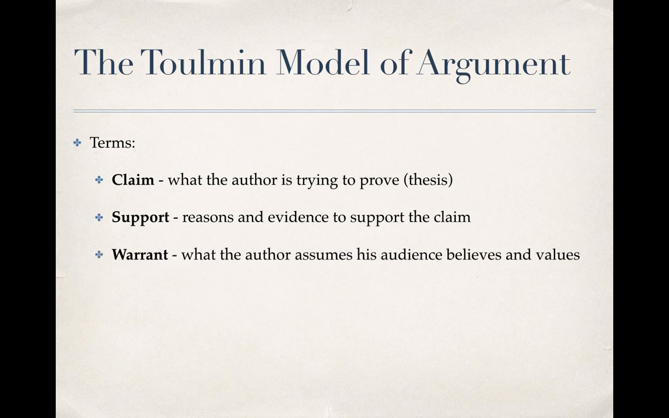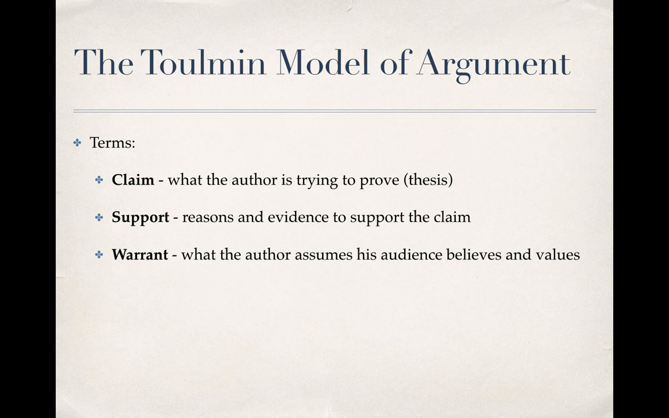This third term, warrant, is what often gets students and can be a little hard because it's kind of an abstract idea. So a warrant is what the author assumes his audience believes and values. What's difficult when analyzing a written argument or a visual argument is that the warrant is often unstated. It's often implied. So it's not like you can underline a sentence and say, this is the warrant, whereas often with the claim, you can do that. You could highlight a sentence and say, this is the author's claim. Or you can highlight certain elements of the paragraph and say, this is the author's support.